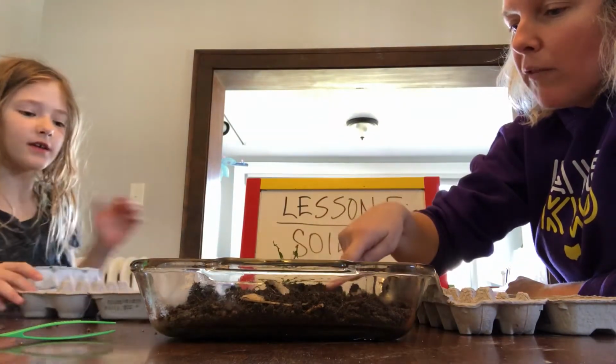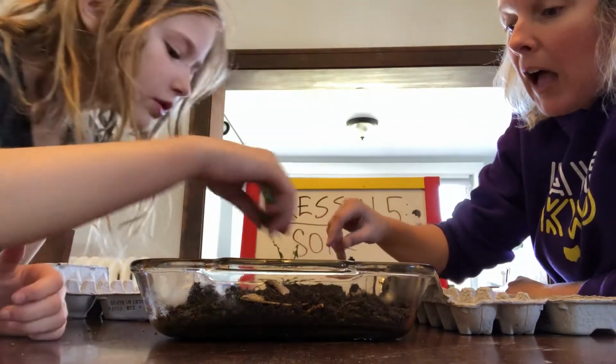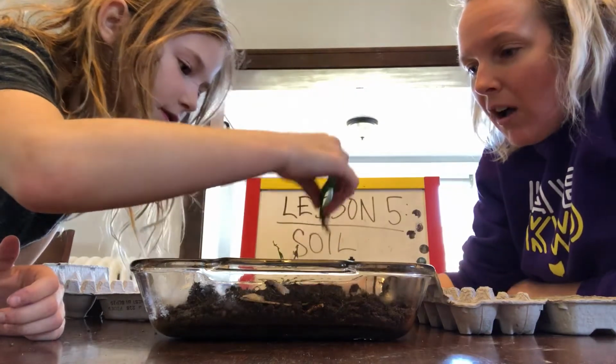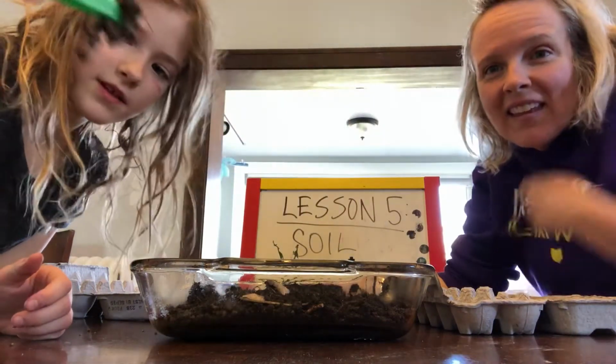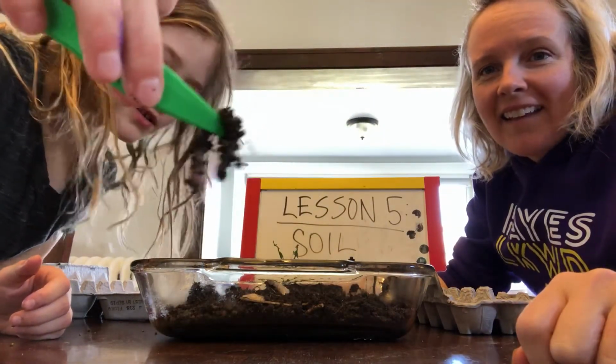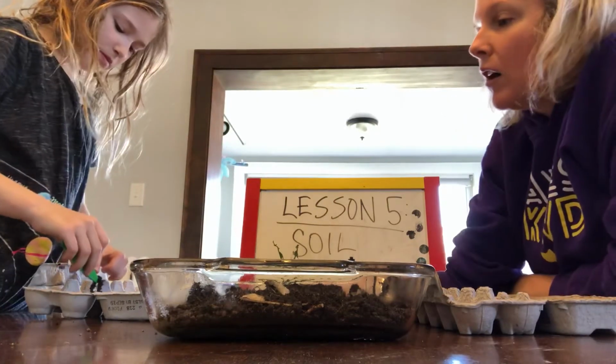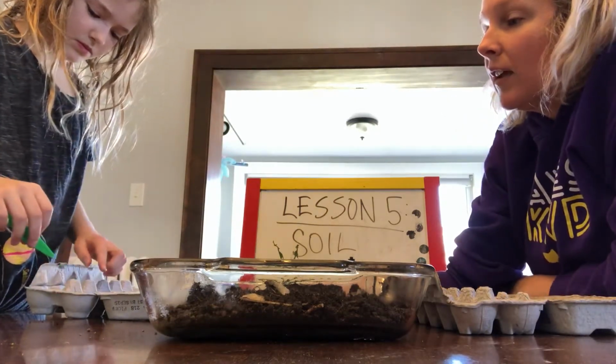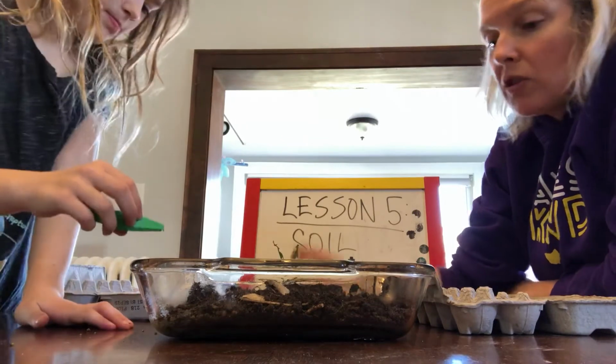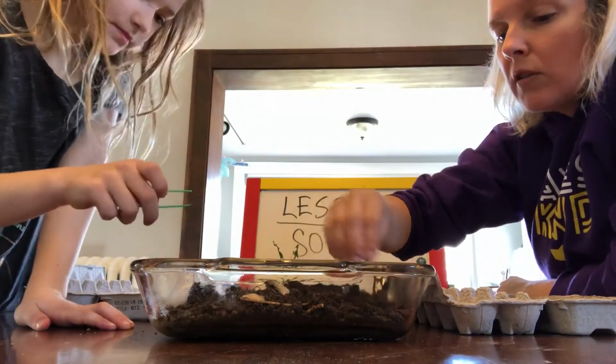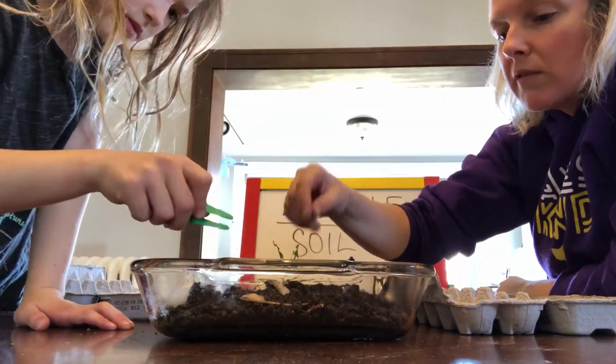Wait, if you find something that's moving. What is that? Looks like a worm. Let's see. Yeah, show the people at home. It's a worm covered in dirt. Yeah, she found a worm. Worms are good for the soil because they basically create dirt. They create good nutrients for the soil.